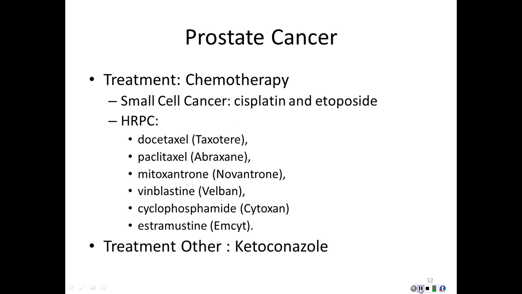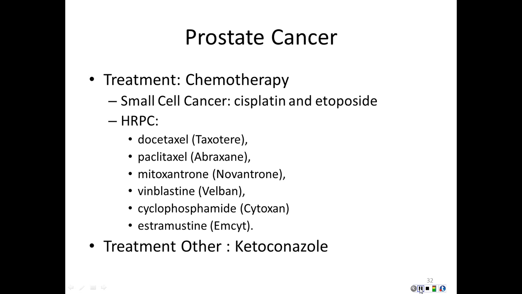There are two different types of cells that we look at. If we have small cell cancer, then cisplatin and etoposide are used. But if we're looking at hormone refractory prostate cancer, especially in late stages, a different type is used, and many times combinations of medication are used. That will be decided in conjunction with the patient, the urologist, and the oncologist.